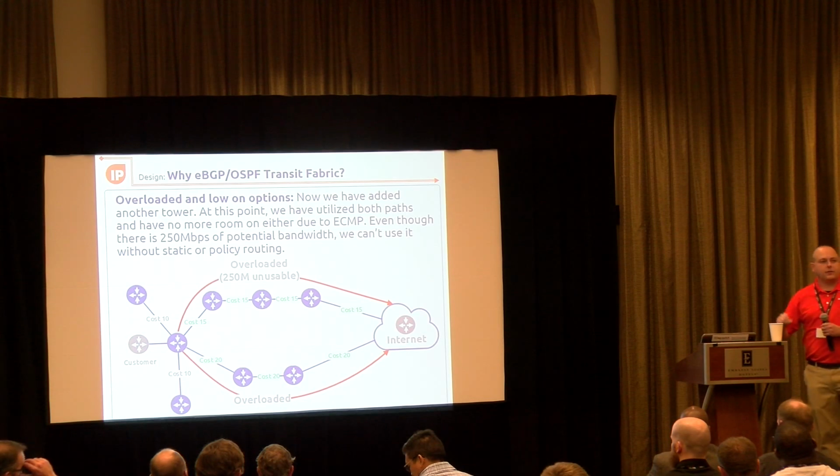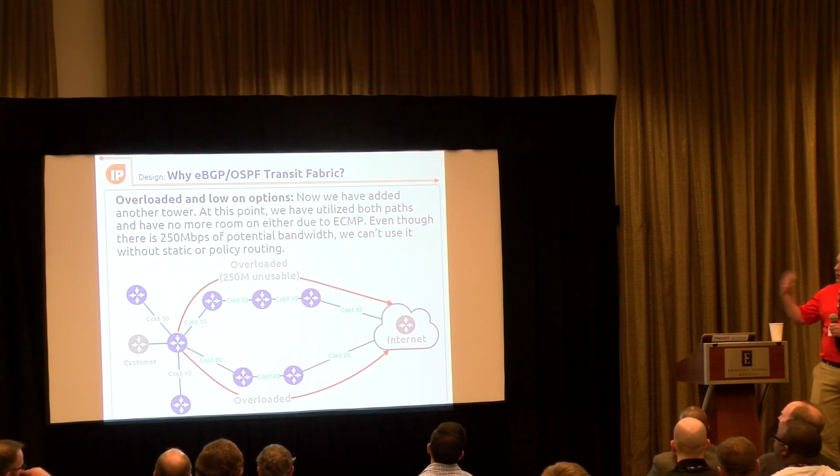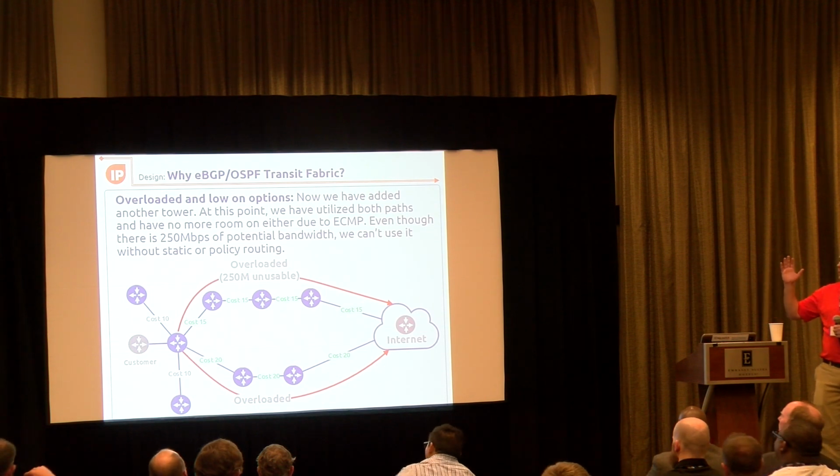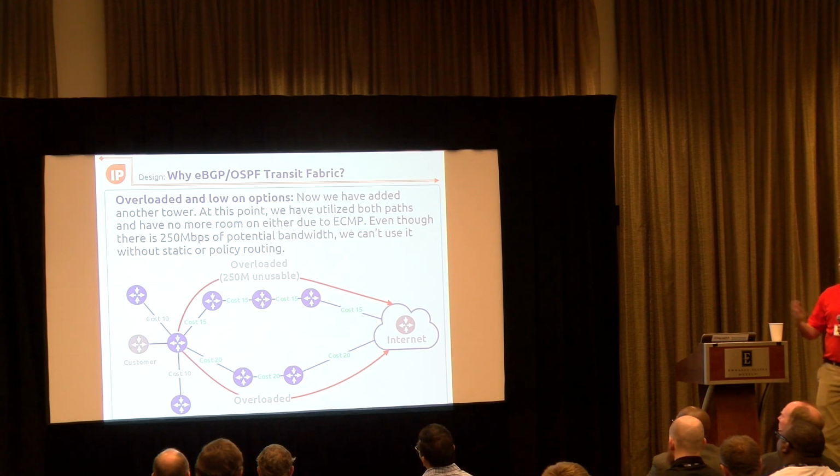And there's a reason for that. Policy routing is designed to solve very specific problems that you have. It's really not designed to replace a routing protocol. So what we're going to look at as we get into the OSPF transit fabric slides and then getting into the eBGP slides is how do we take a routing protocol that is designed to solve these problems.